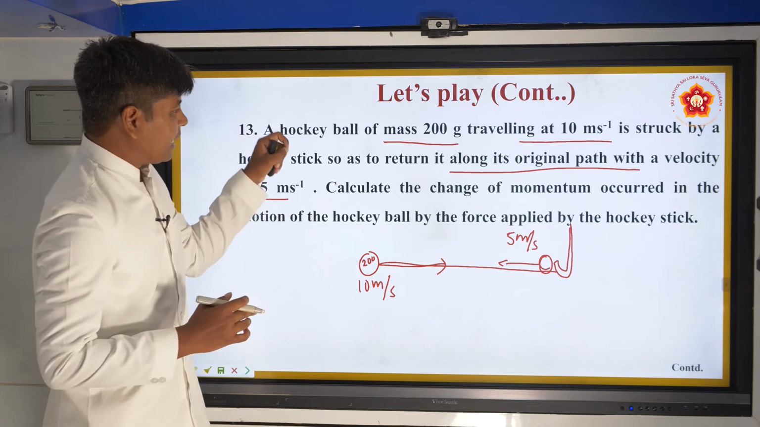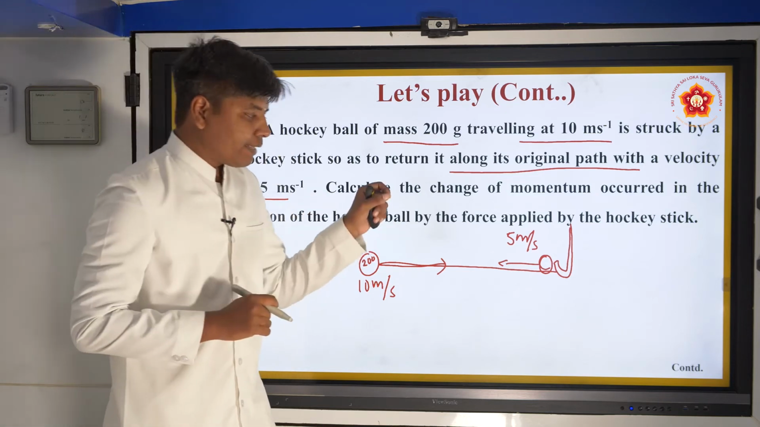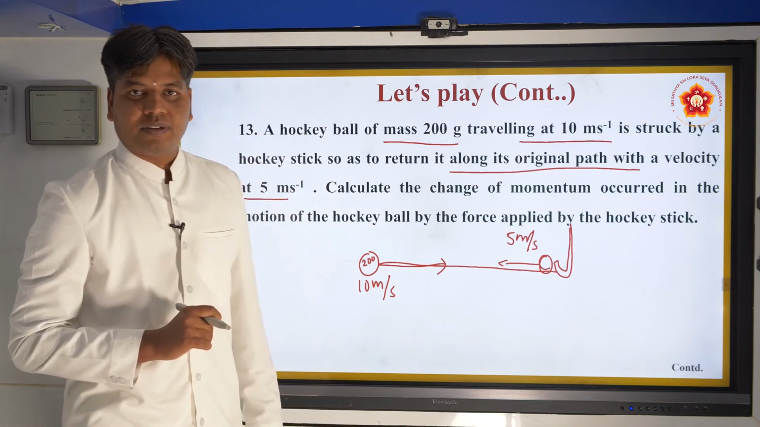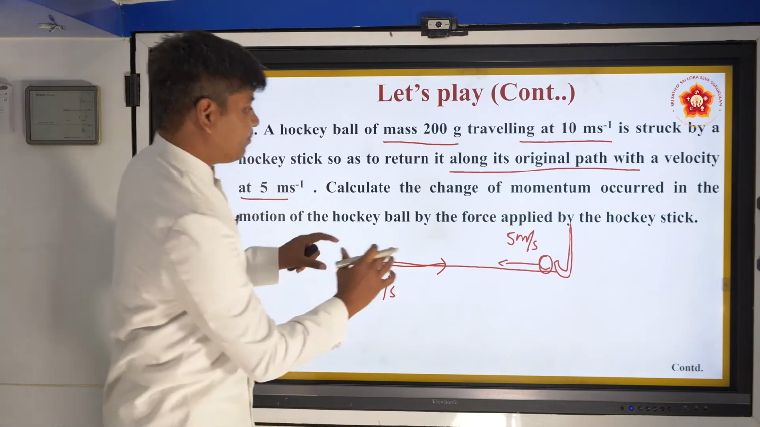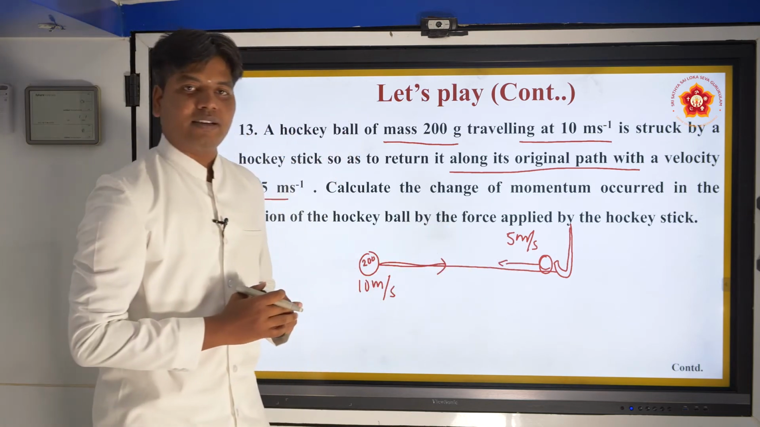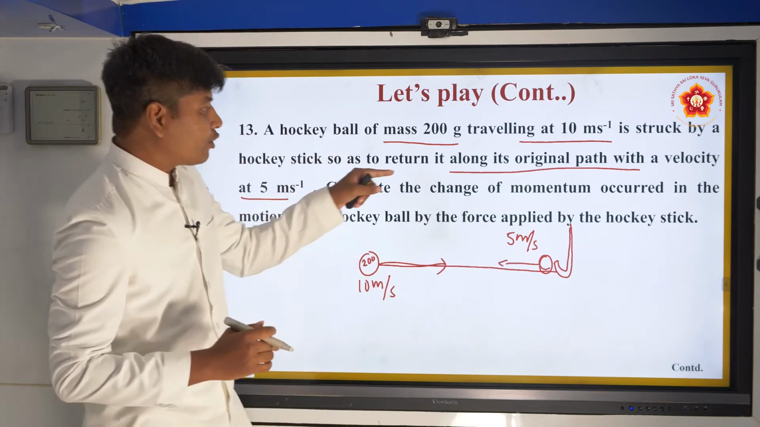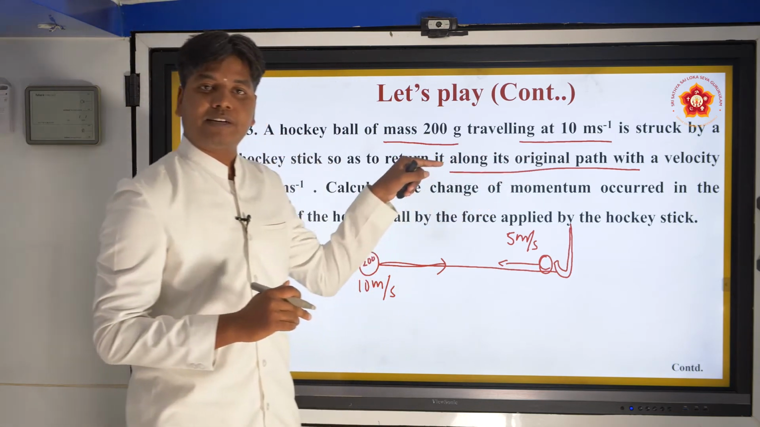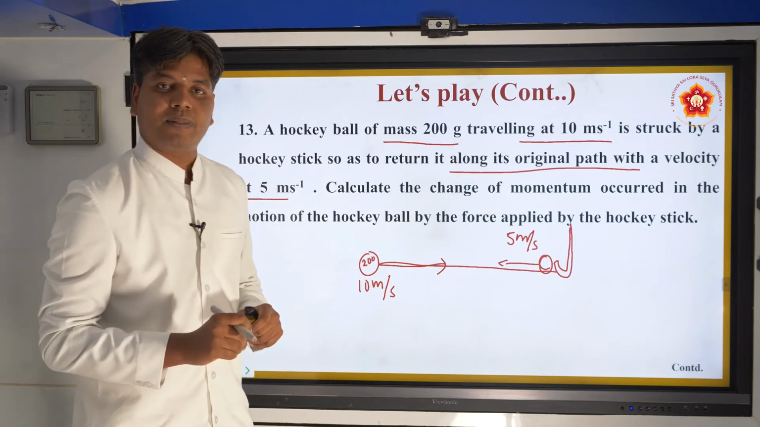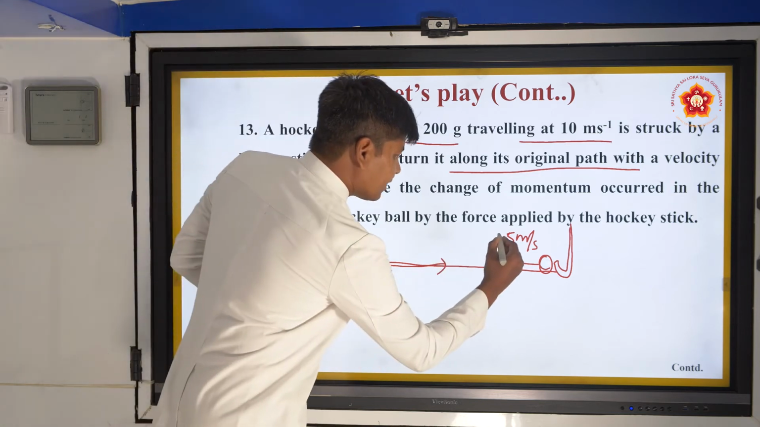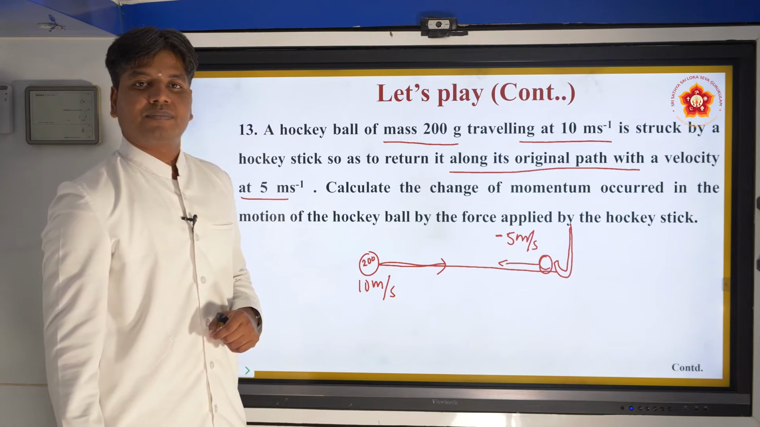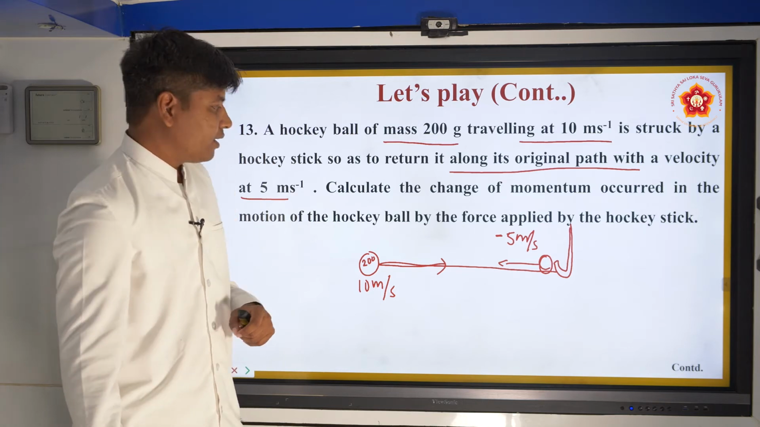This problem is hitting at the misconception on vector direction. Many of you may just write 5 meters per second here because it is given. But he has told you that it is returning along its original path. That means it is also changing its direction. That means its velocity is minus 5 meters per second.